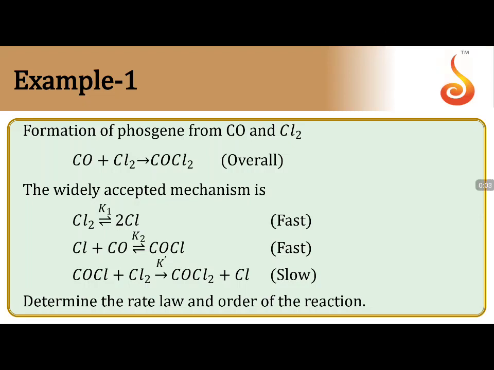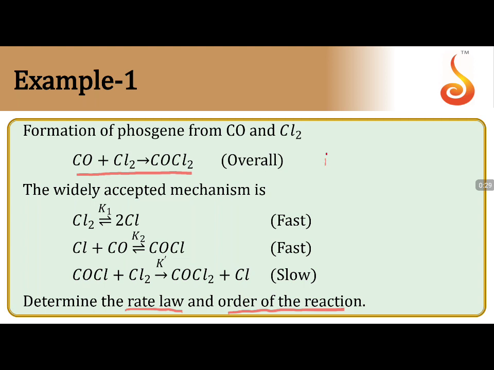Example 1, mechanism for complex reactions. The complex reaction they have given, CO plus Cl2 gives COCl2, is the overall reaction. We have to write the theoretical rate law for this equation. Derive the rate law theoretically and give the order of the reaction with the equations available. So what are the steps we are going to follow in this particular one?